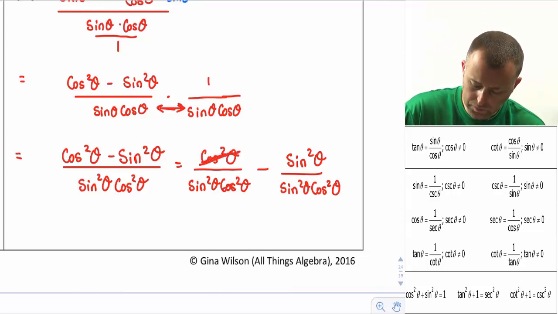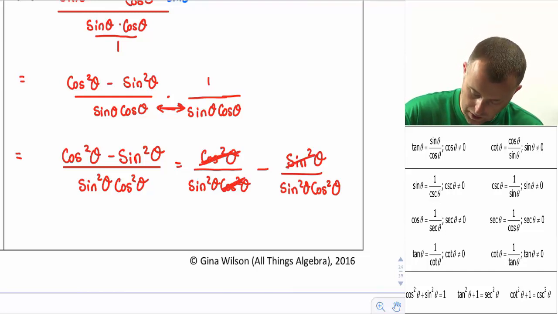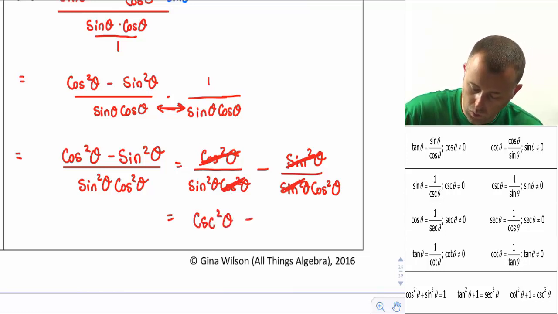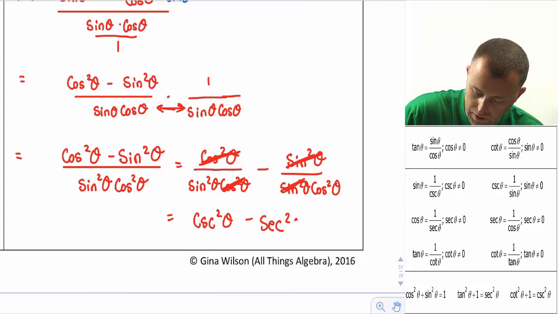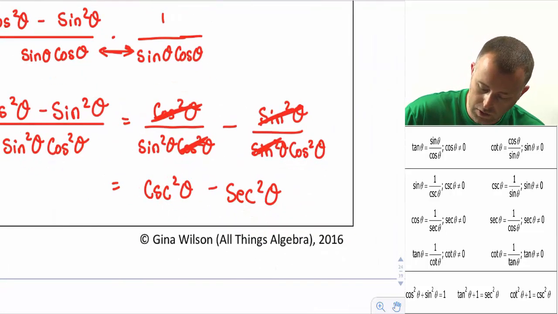Because now I can simplify. I can cancel out my cosine squareds. Here I cancel out my sine squareds. So you now have 1 over sine squared, which is cosecant squared theta, minus 1 over cosine squared from my other one. Well, 1 over cosine is secant. So this will be secant squared theta. Now if you look, that's my right-hand side. So I am done.